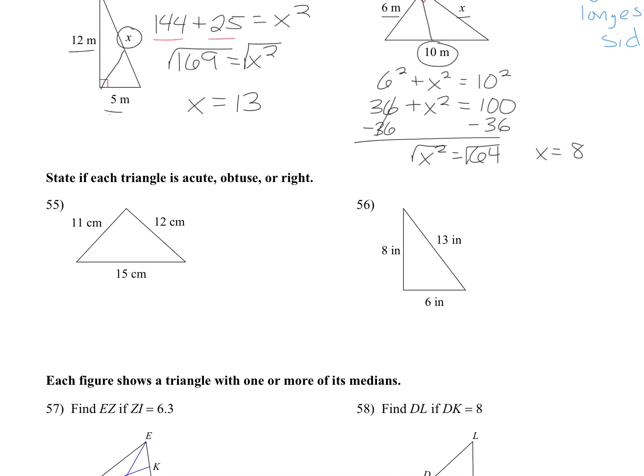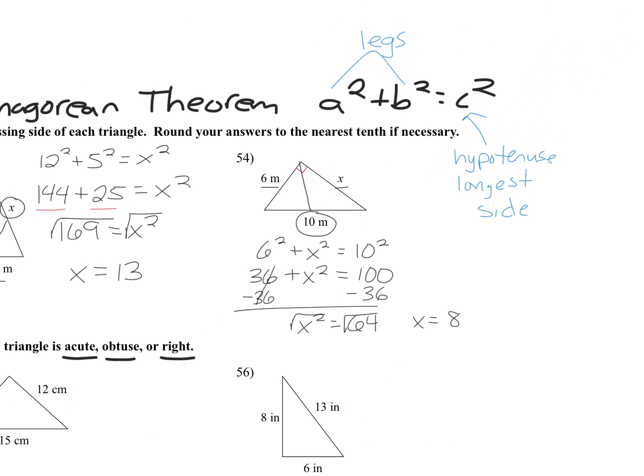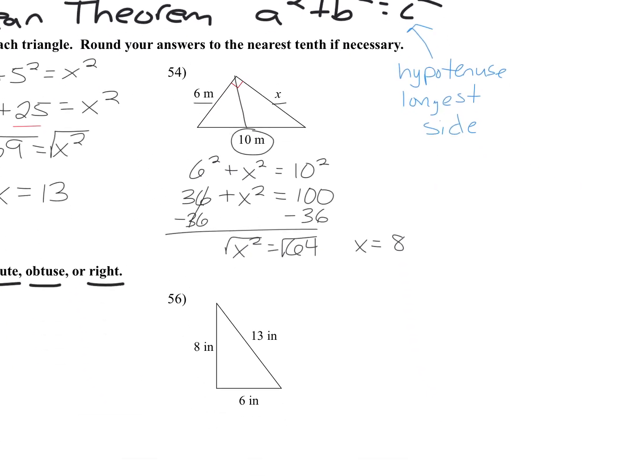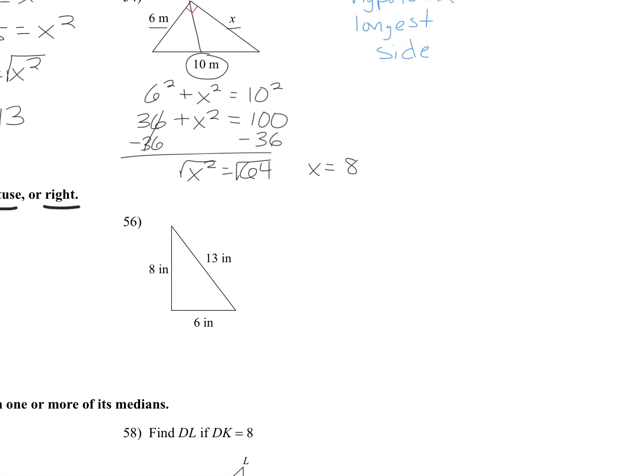So we are still going to use the Pythagorean theorem on 55 and 56, but we're trying to decide if it's acute, obtuse, or right. Do we remember what we have to do a little bit differently, or how we set it up? What's different from this? How would I set it up? C squared is always going to be on the left side now.